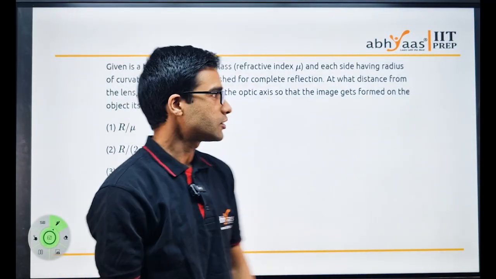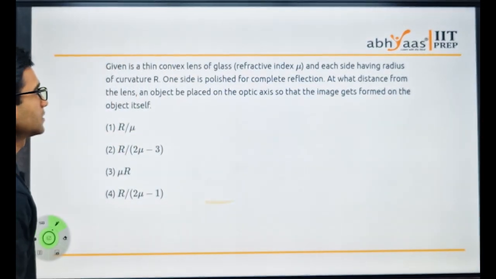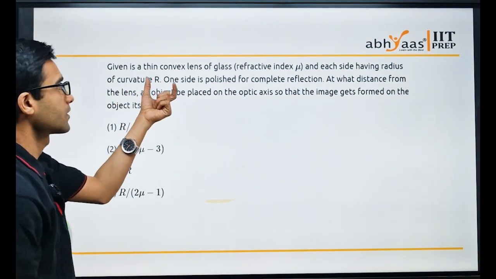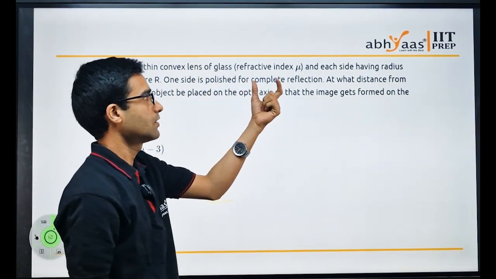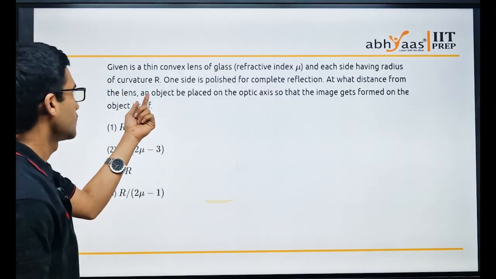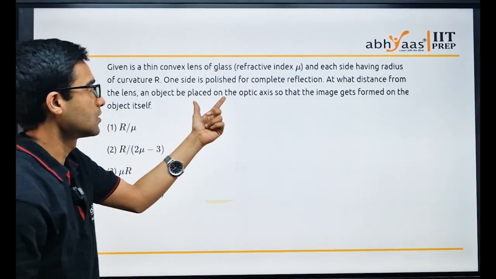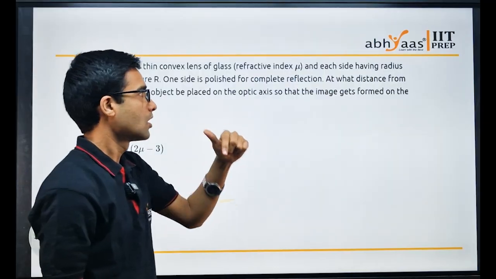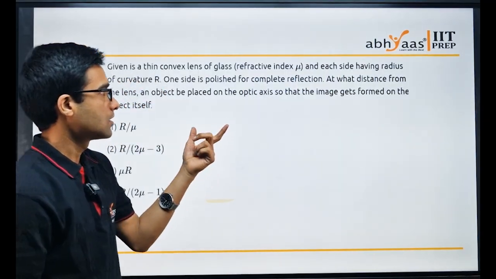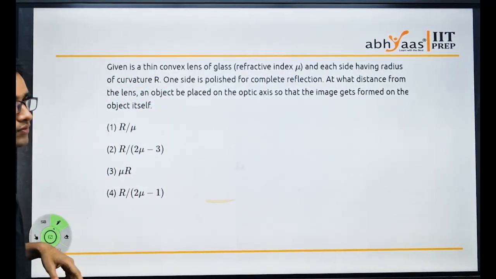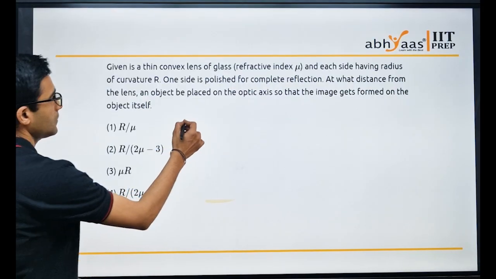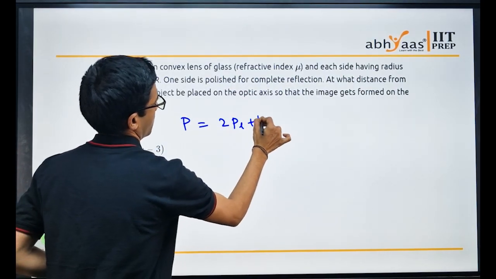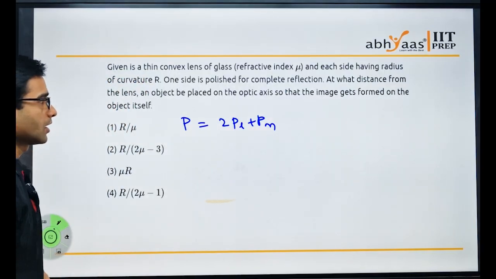In this question, if you try to see what is being asked, initially a thin convex lens of given refractive index is there. Each side has a given radius of curvature. One side is polished for complete reflection. At what distance from the lens should an object be placed so that the image gets formed on the object itself, on the optic axis? So if you see here, total power is equal to 2PL plus PM. So here what happened?